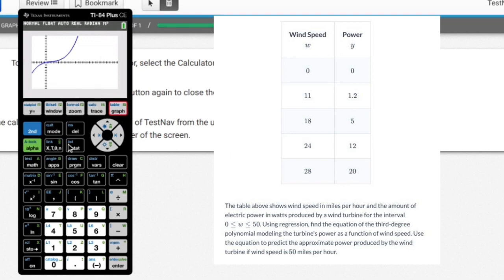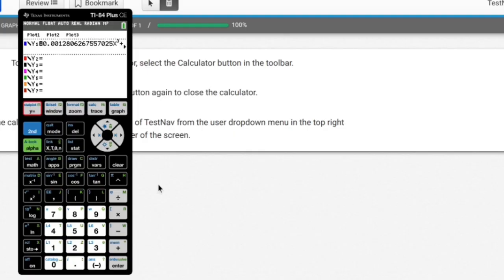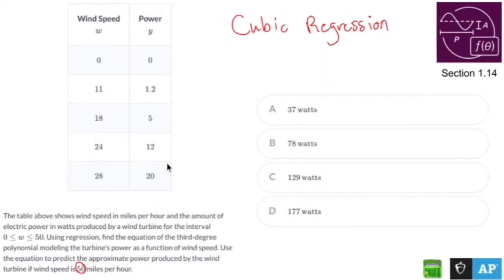What we saw here, in addition to doing cubic regression, is storing our equation into y equals. And once again, if you missed that, you hit stat, you hit calc, you go to whatever regression you're doing, and when you type it in, you go to store regression, vars, y vars, function, and you store it into whatever equation you need to, so that when you hit enter, it's there. Okay? All right, let's circle C and call it a day. And we're back, and we got 129 watts.